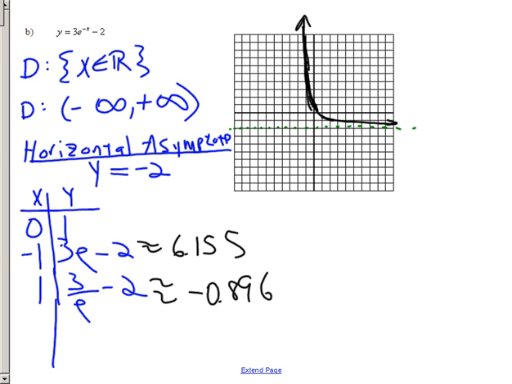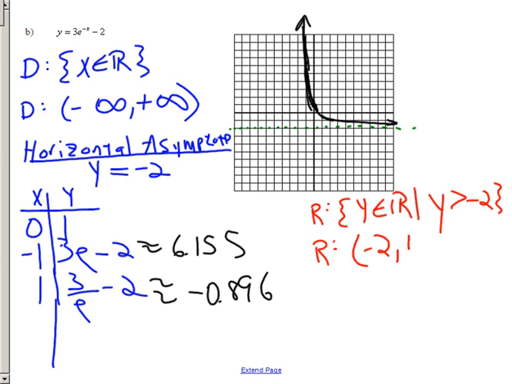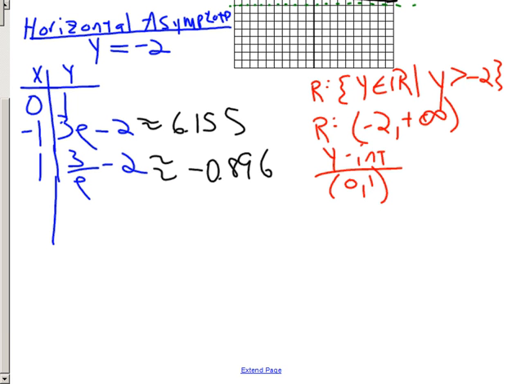Last thing we want to do is give the range and talk about the intercepts. So the range. Y is an element of all real numbers such that y is greater than the asymptote of -2. It's above the asymptote, which is the same thing as saying it goes from -2 to positive infinity. The y-intercept we've already found over here is the point 0, 1.